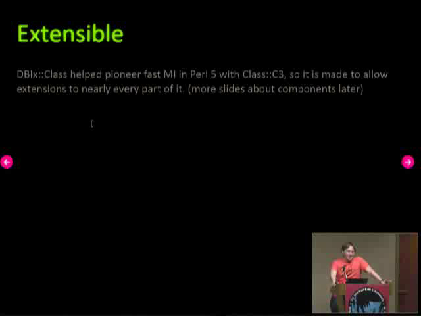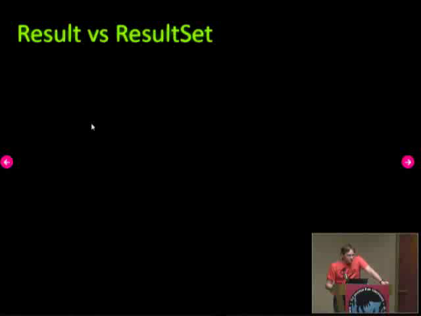DBIx class is very extensible. It helped pioneer fast multiple inheritance in Perl 5 with class C3. So extensions are everywhere in it, and we'll talk about that a little bit later.